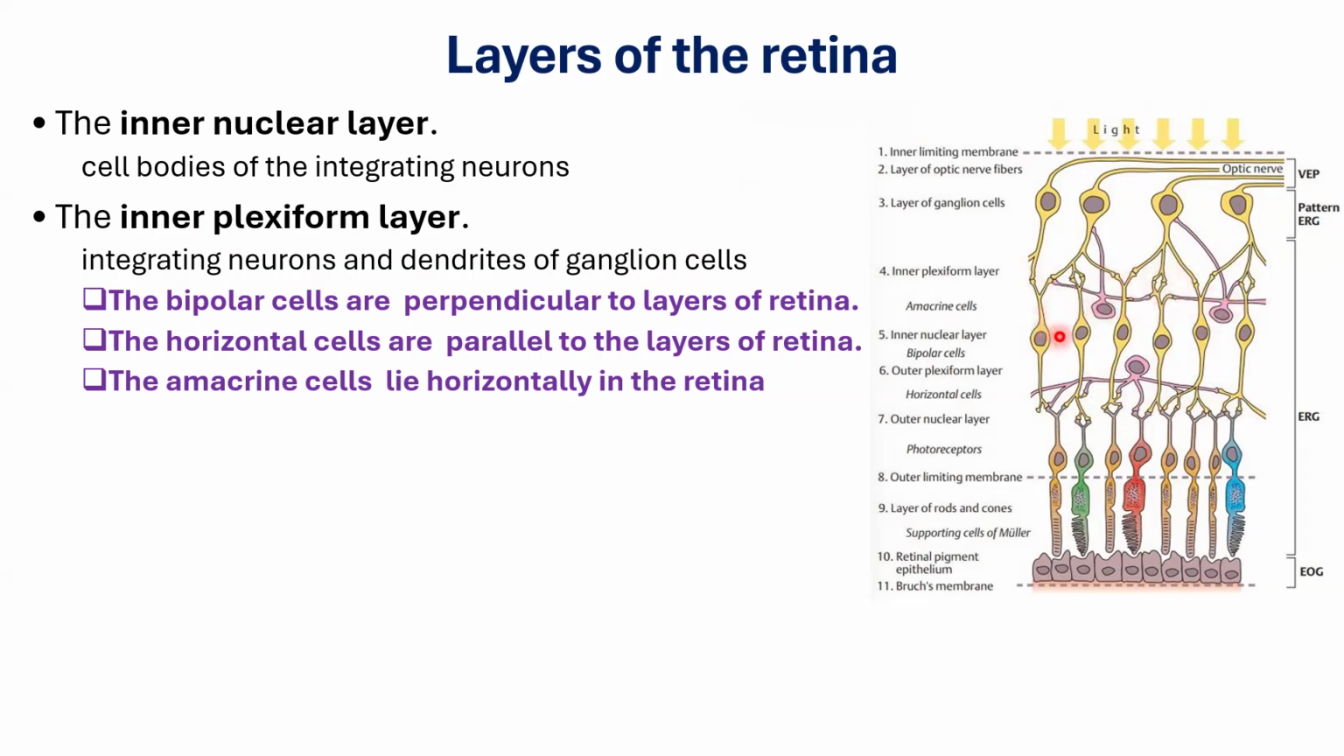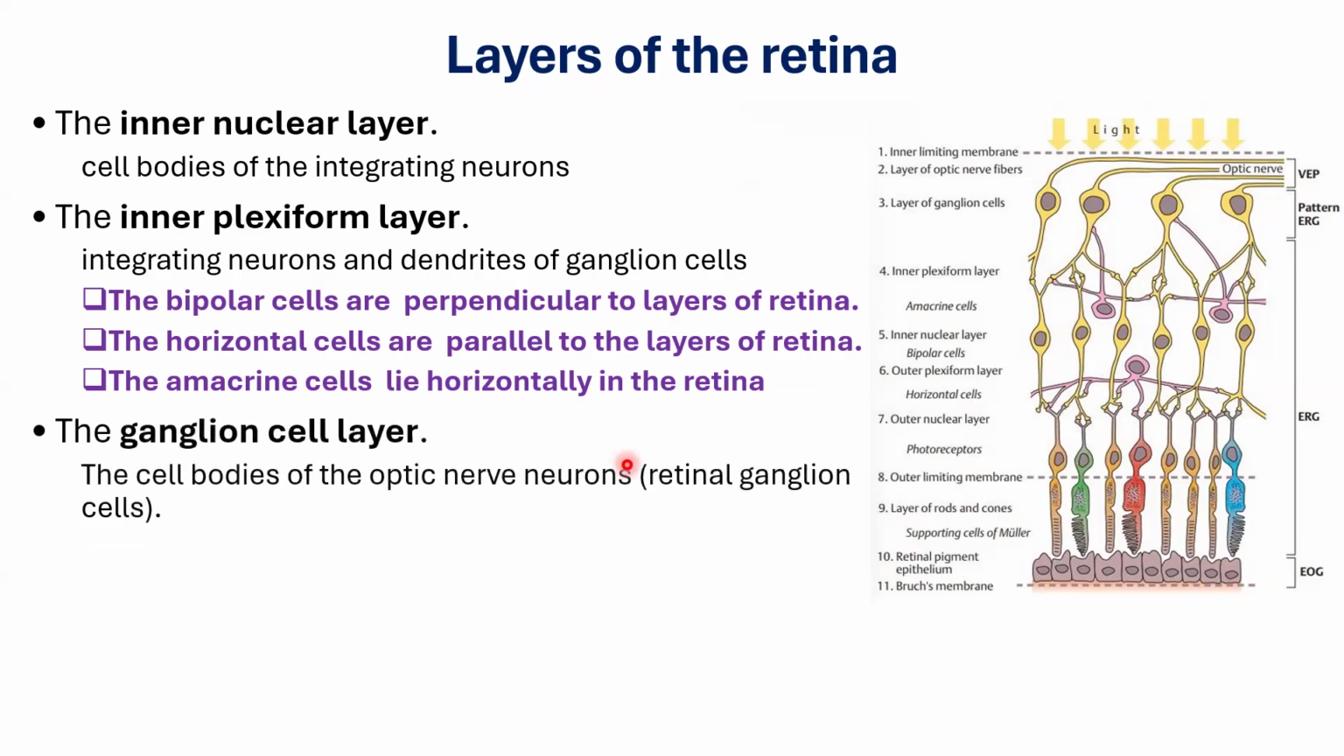So the bipolar cells' cell bodies will be in the inner nuclear layer. Horizontal cells will be present in the outer plexiform layer. Amacrine cells will be found in the inner plexiform layer. Kindly take note of that and how they lie. Bipolar cells are perpendicular, horizontal cells are parallel, and the amacrine cells are horizontal in the retina. The ganglion cell layer is actually a layer by itself.